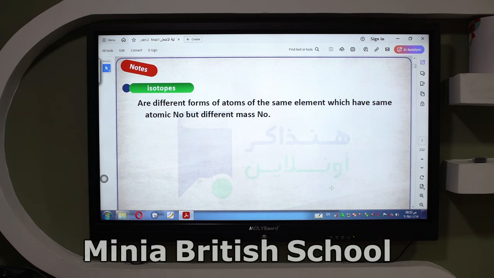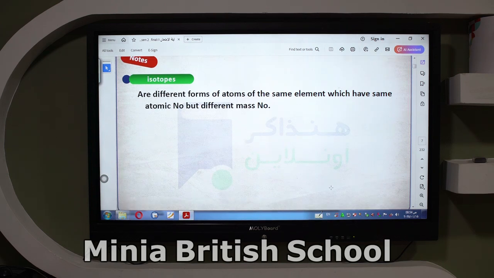There is an important definition about isotopes. What is the meaning of isotopes? They are different forms of atoms that have the same atomic number but differ in mass number. So they are different in the number of neutrons. We focus on that. We have an important definition about the isotopes.